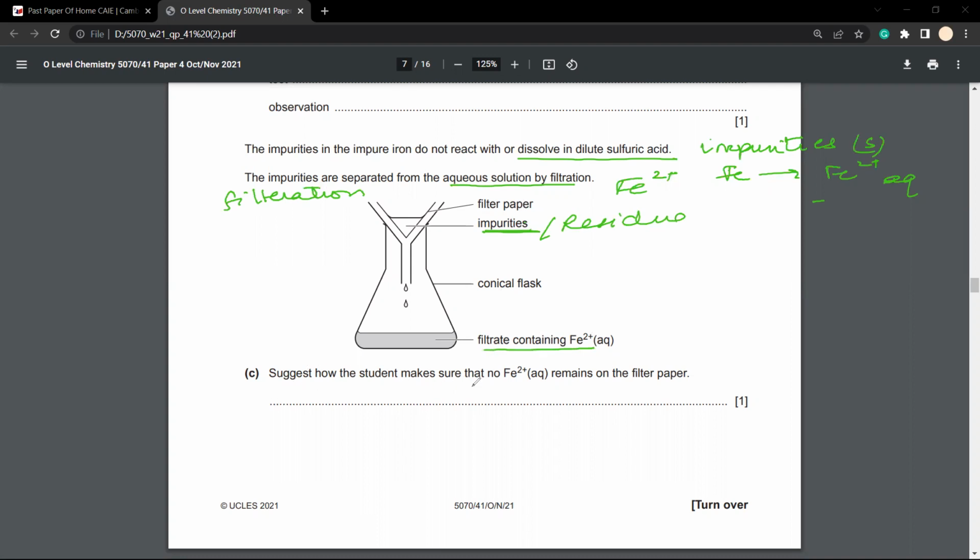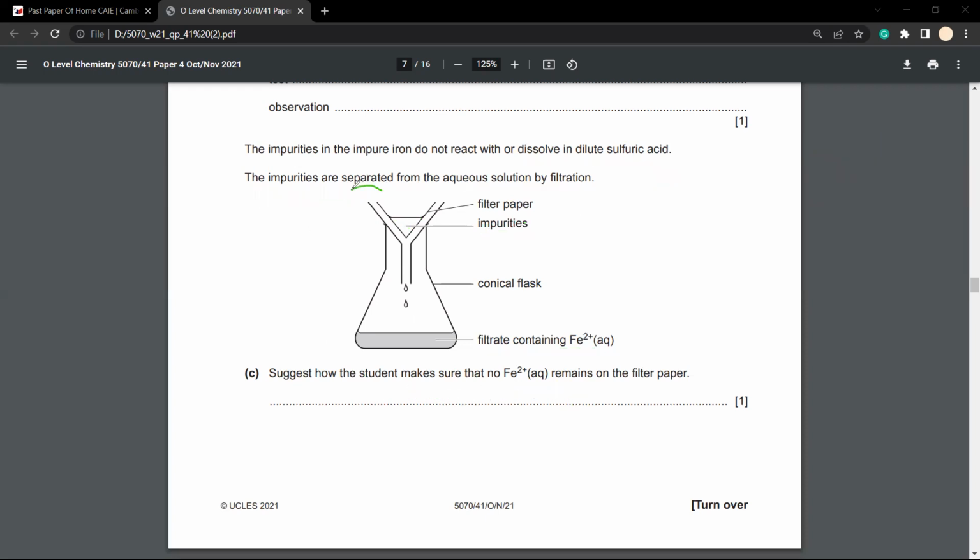Now suggest how the student makes sure that no iron 2 remains on the filter paper. These are very small tips which students can easily think of if they have gone to the lab to perform such small lab activities. How can you ensure that none of the iron 2 is trapped on the filter paper along with the impurities? We will wash our impurities. If we wash our impurities by water, we can add distilled water to this.